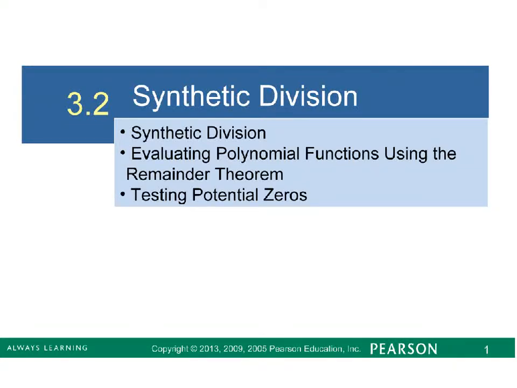Alright, College Algebra, we are now in section 3.2. We're going to be learning about how to do synthetic division and then using them in a couple of ways: by evaluating polynomial functions using the remainder theorem and then testing for potential zeros. So let's go ahead and get started.